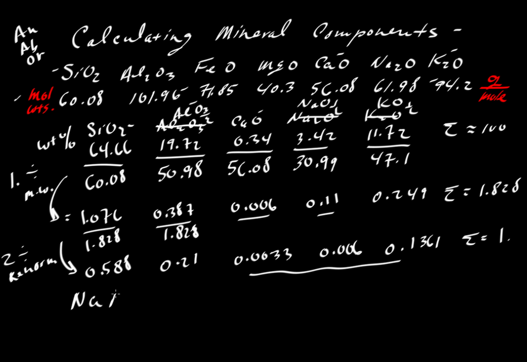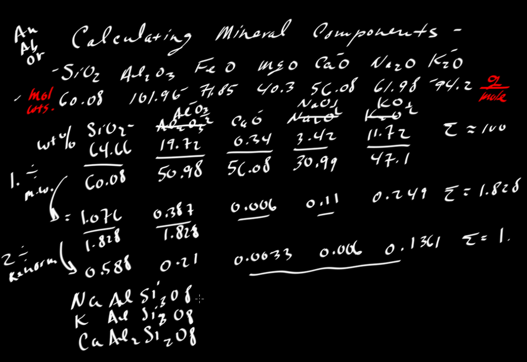So for albite, we have NaAlSi3O8. For orthoclase, KAlSi3O8. And then for anorthite, CaAl2Si2O8. So we've written these all on the basis of 8 oxygens. Notice that there's a lot of stuff going on.